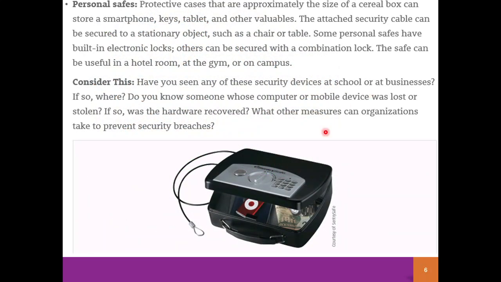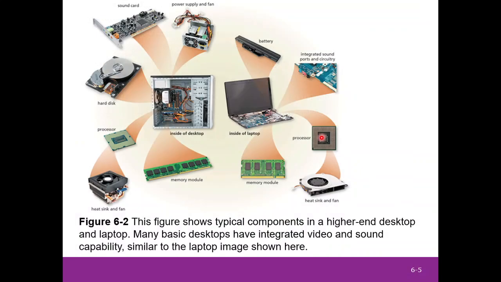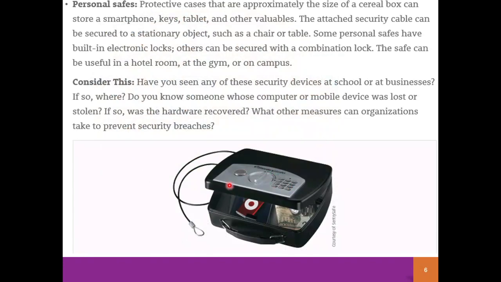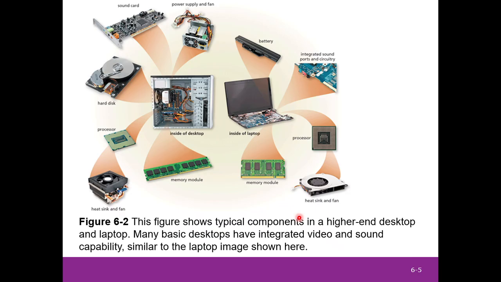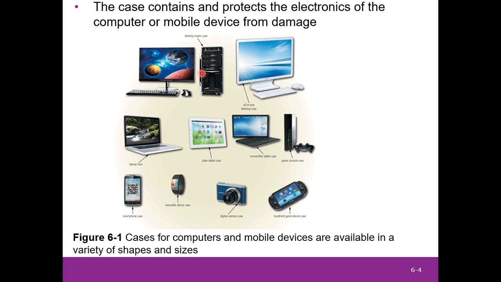Okay, this is again talking about cases. So this was inside the CPU, and these were the cases. This is also an example of a case or a personal safe. Protective cases or personal safes can be used to protect certain objects. You can maybe put your phone inside it, or extra cash or a watch or any other thing. These cases are for the physical protection of your hardware.